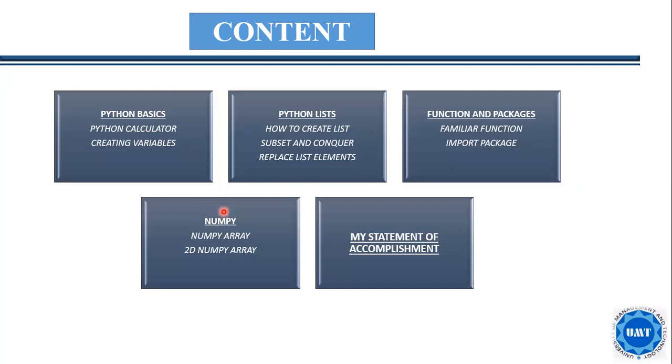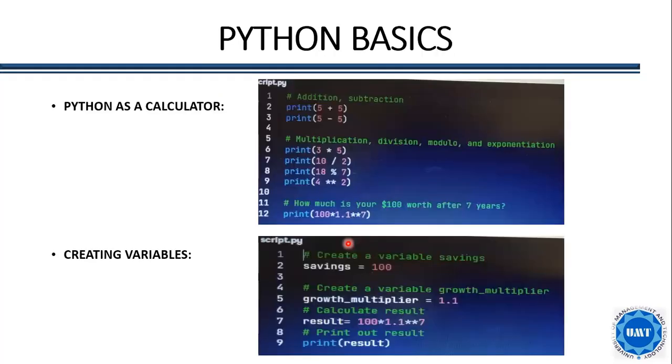In the first chapter, we will discuss what is Python calculator and creating variables in Python basics. In the second chapter, we will discuss Python list, in which how to create a list, subset and conquer, and replace list element are the main things. In the third chapter, functions and packages, familiar functions and import packages will be discussed. While in the fourth chapter, NumPy array and 2D NumPy array will be discussed. And at last, my statement of establishment will be shown.